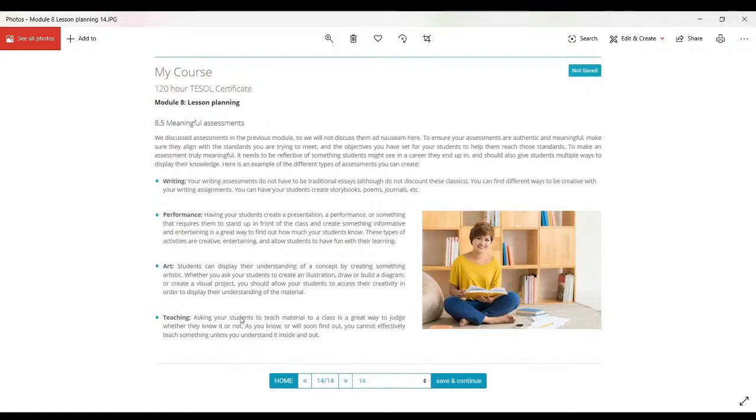Alright, so here are the example of different types of assessments you can create. First is writing, performance, arts, and teaching. Alright, so our writing assessments do not have to be traditional essays, right? Ang dami. You can just have your students create storybooks, poems, journal, etc. Next is performance.